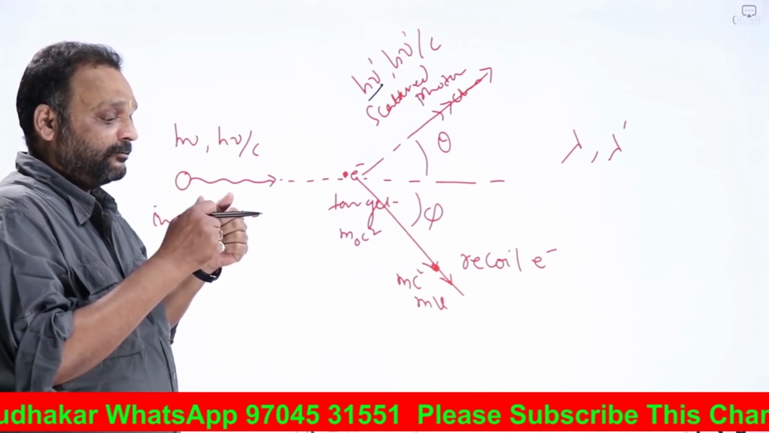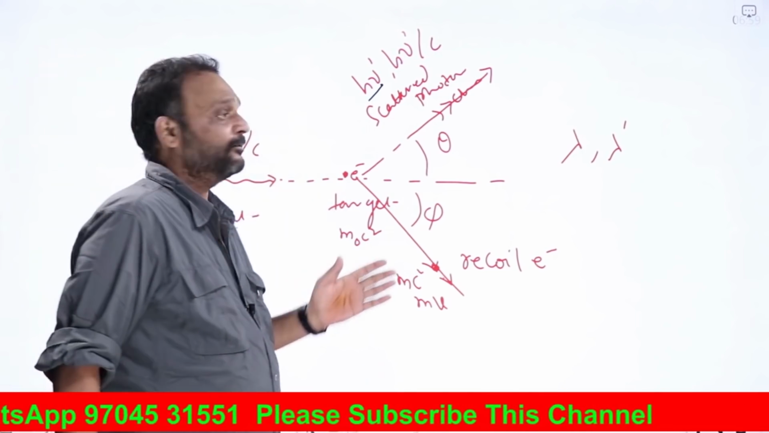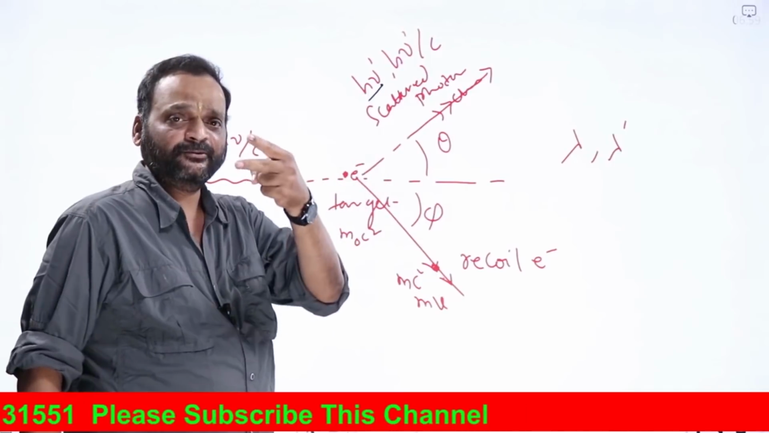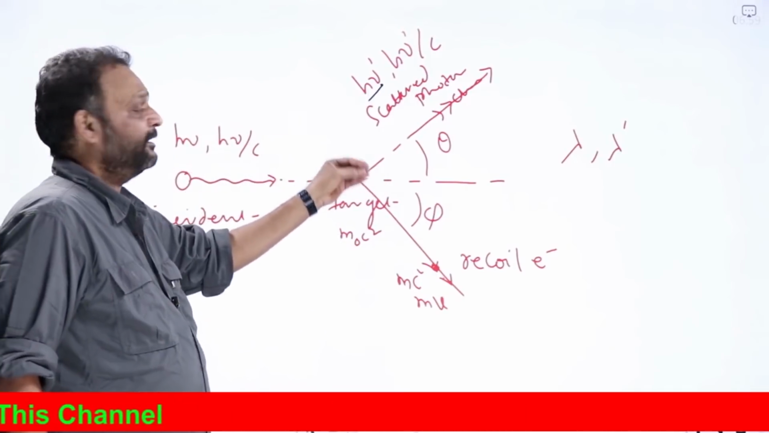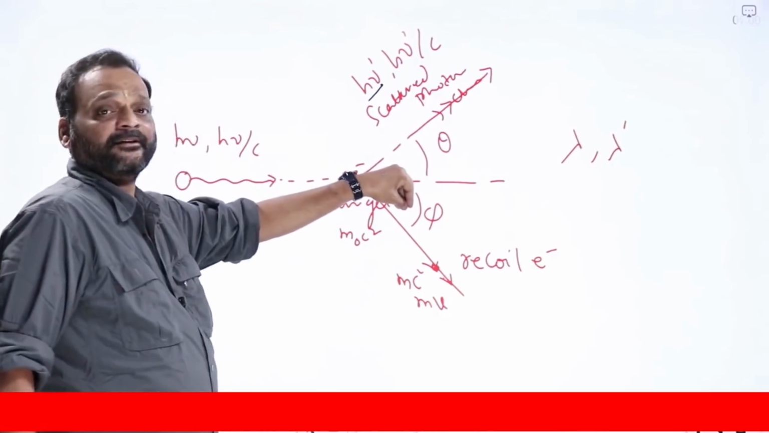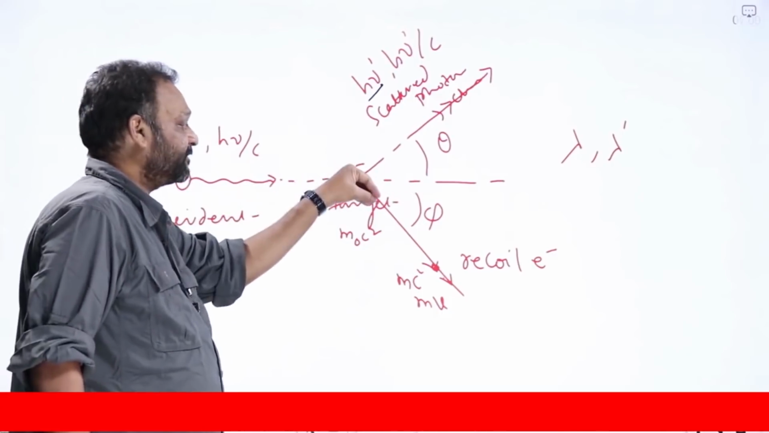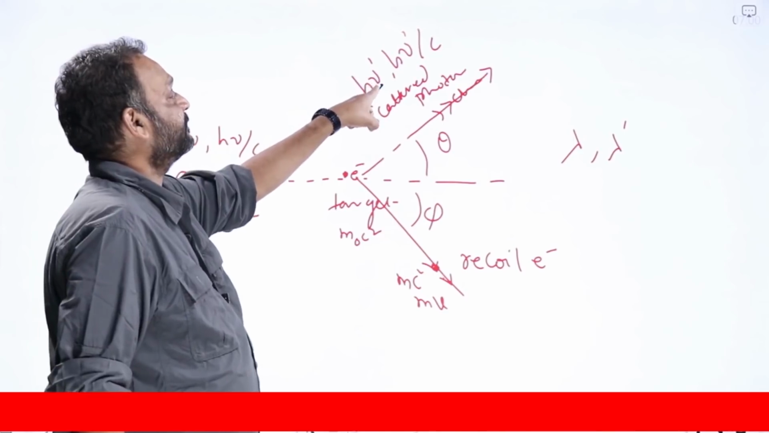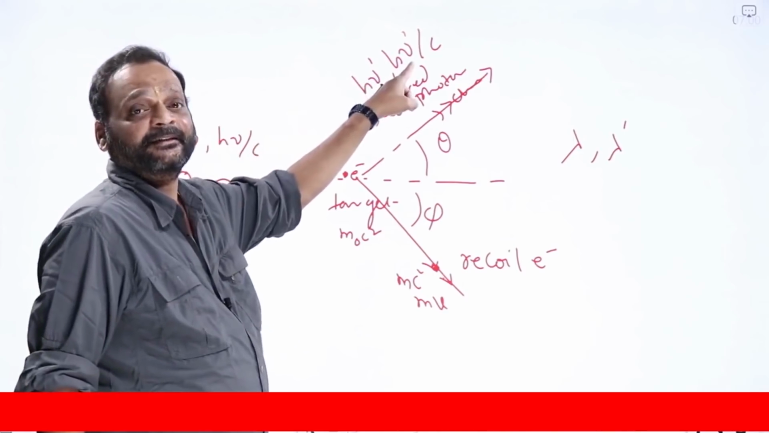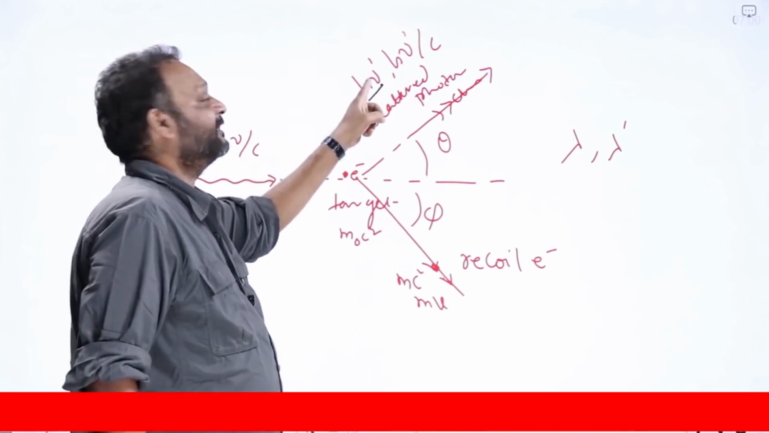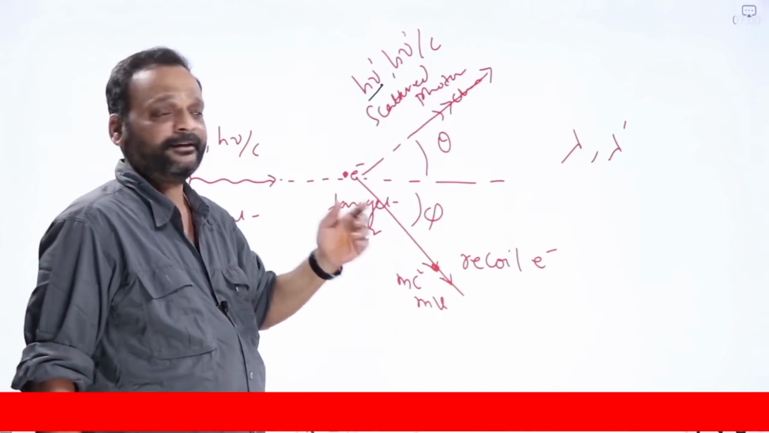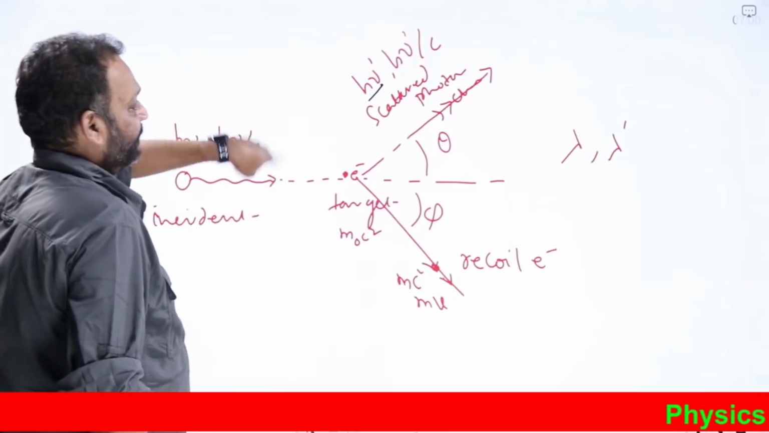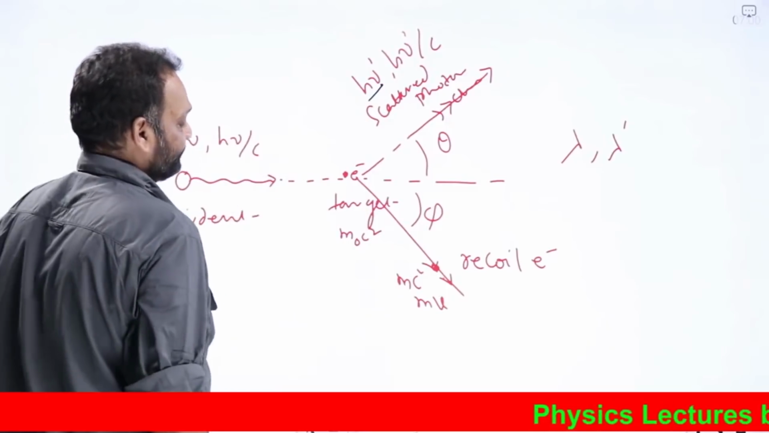Means what could not be explained by classical wave theory at all could be explained by quantum theory in just 2 steps like this. A photon of energy hν goes and strikes the electron, gives some of its energy to the electron, not all energy, gets scattered with lesser energy, lesser momentum, that is lesser frequency, that is longer wavelength. Why lambda dash is coming could be explained. So this is the Compton effect diagram.